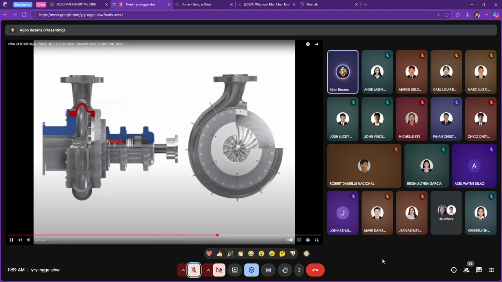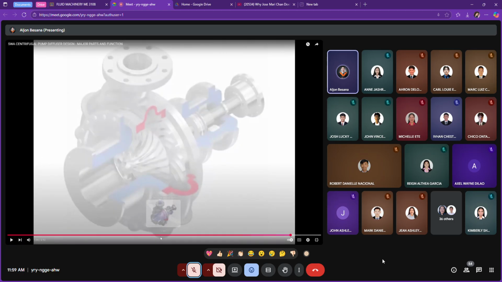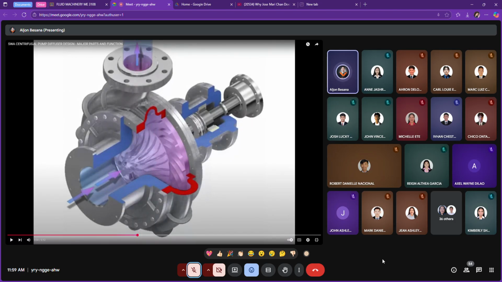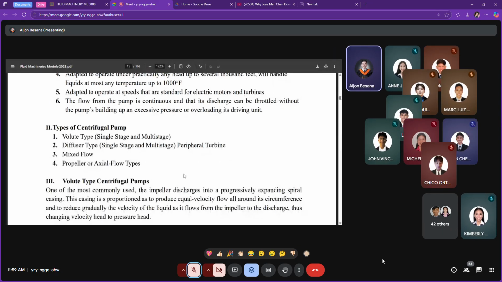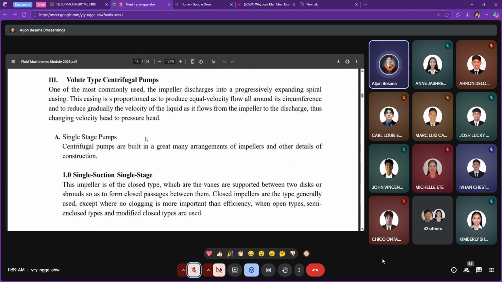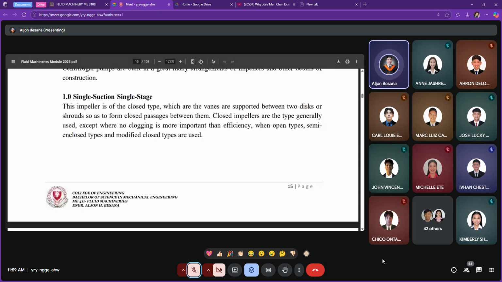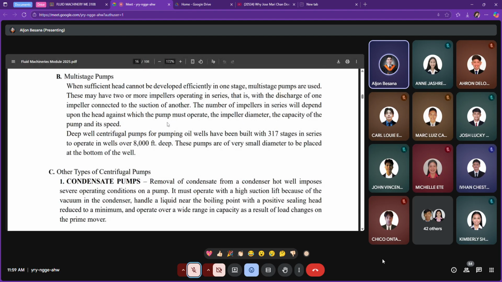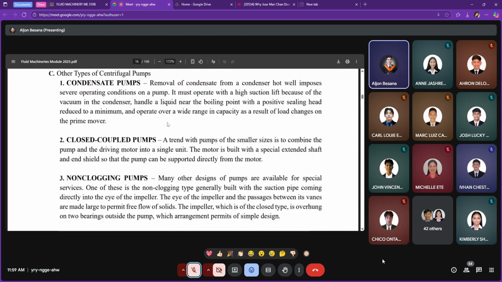No, let's see this one kapag pumasok yung fluid natin. Meron ba dito? Ayun lang pala yung ano niya. Ayun. So, this is our diffuser type centrifugal pump. Then, for our volute centrifugal pump, nandyan yung ating pinag-usapan kanina, yung single suction at saka double suction. At pag yung multi-stage ay yung maraming impeller na nakalagay.